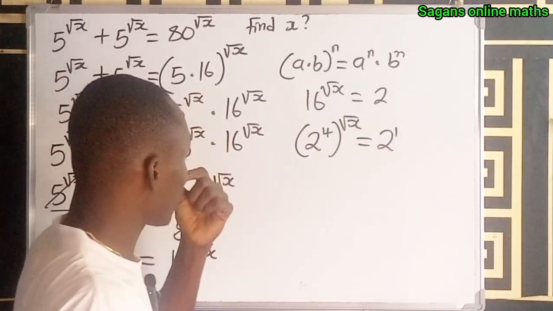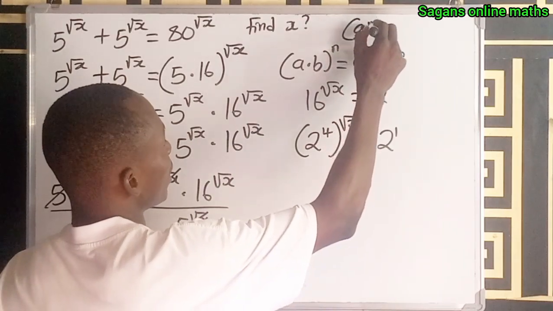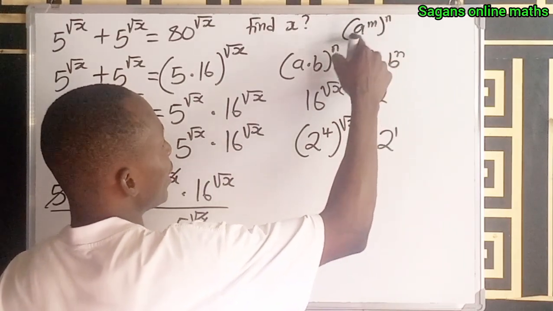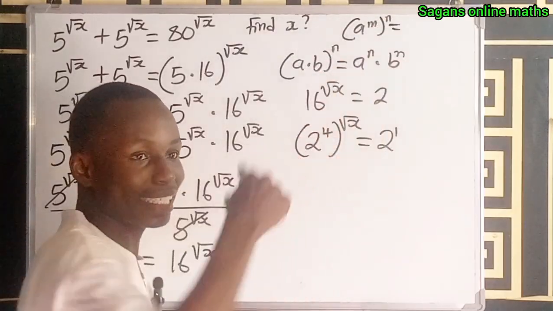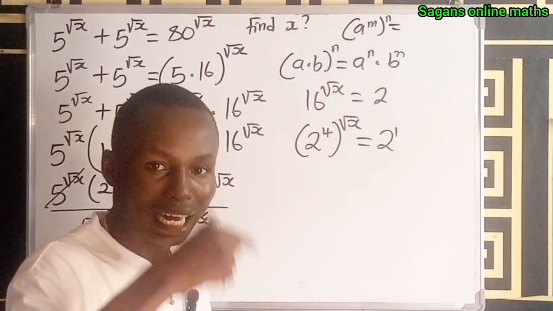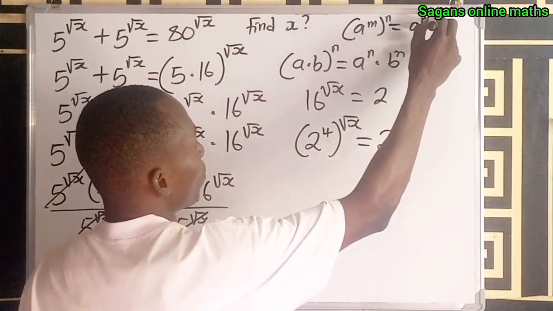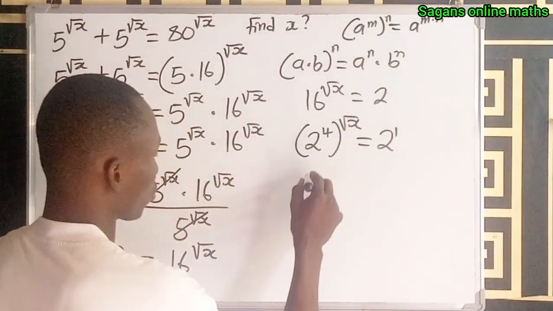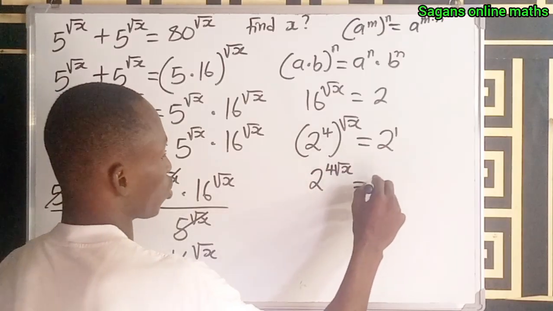Now remember this property of indices: if you have a to the power of m, all to the power of n, the index inside the parentheses can multiply the index outside the parentheses, so that this is a to the power of m multiplied by n. So that this is 2 to the power of 4 multiplied by root x equals 2 to the power of 1.